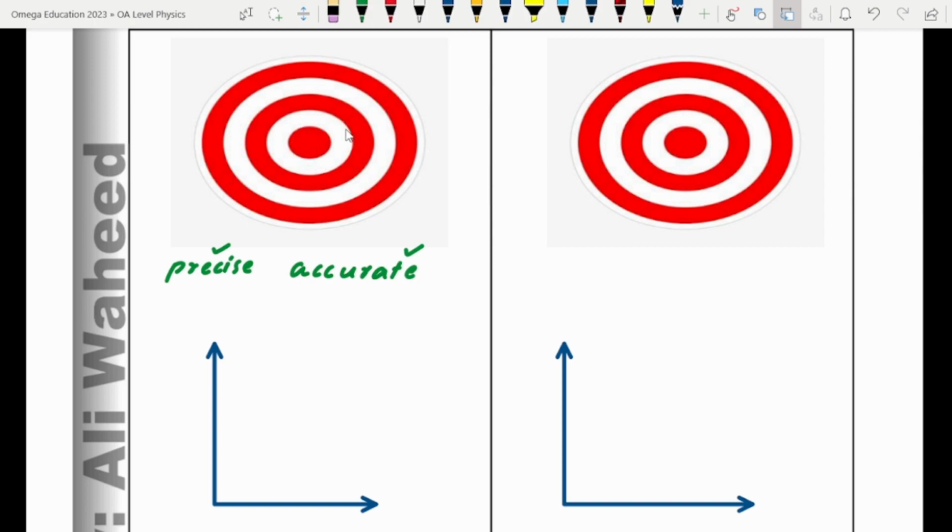Whatever number of readings you take, the final answer should be in this range. So let's say the first reading that you had taken stands over here, the second one over here, the third one over here. And this was the target, the range in which the true value lies. So the measurements that we have taken are within the range of the true value. Also, the three measurements are very close to one another. So the readings are precise as well as accurate.